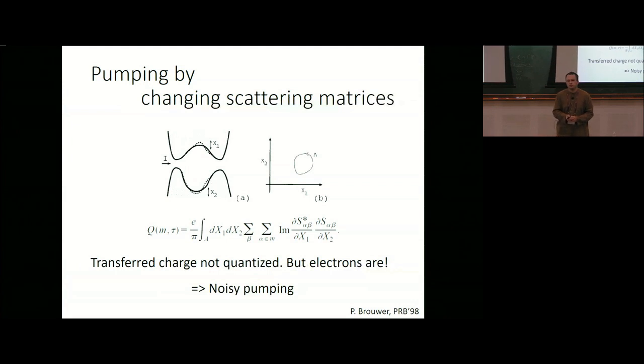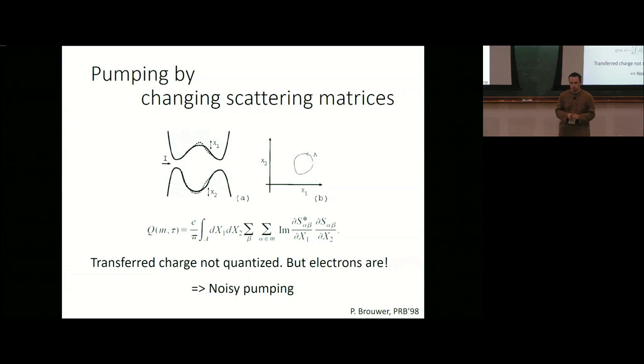Thouless showed that however many potentials you have, provided that they have a common period, if you shift one of them or several of them by the common period, you will pump an integer number of electrons. If they are not commensurate, this does not work. I don't exactly know what happens if they are not commensurate. Okay, back to this pump.